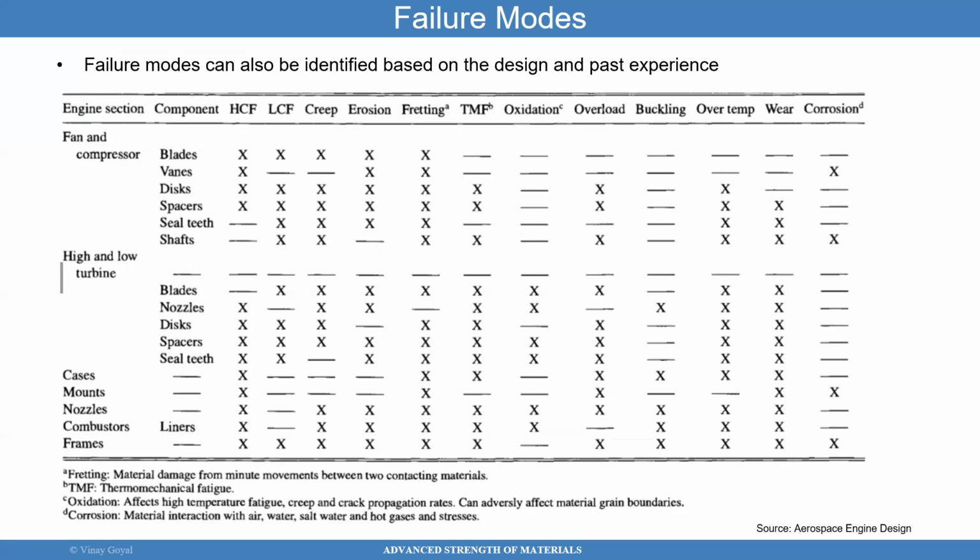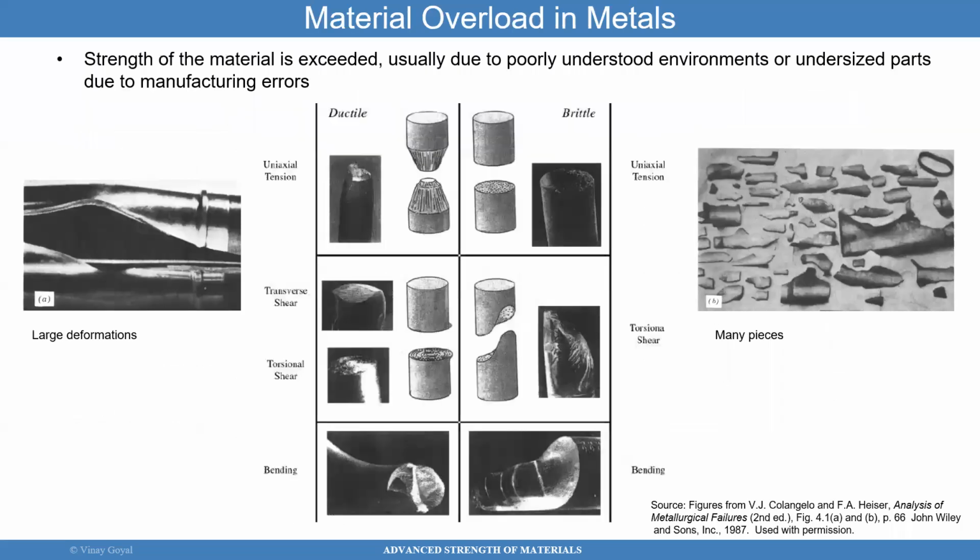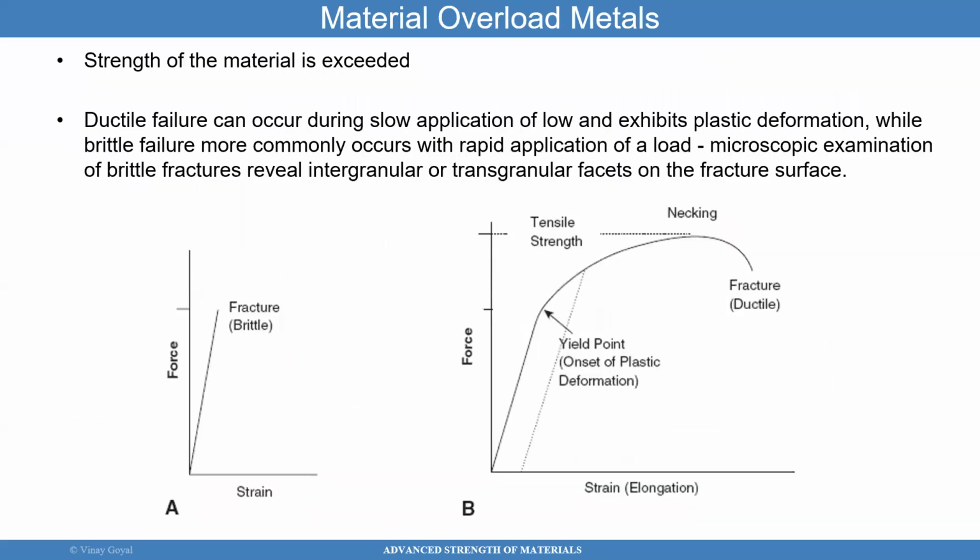In the x-axis, the failure modes is HCF, which stands for high cycle fatigue, LCF, which stands for low cycle fatigue. We'll be covering those two, don't worry. Creep, erosion, fretting, and thermal mechanical fatigue. TMF is thermal mechanical fatigue, oxidation, overload, buckling, over temperature, wear, and corrosion. Really good. One of the best tables I've seen. Really like it. Material overload is an issue.